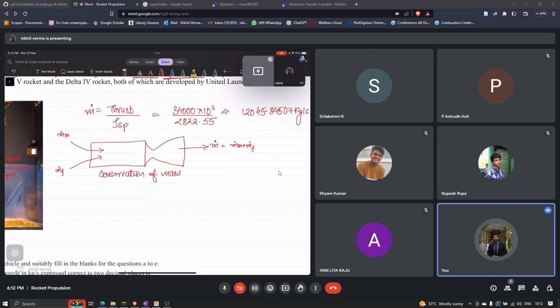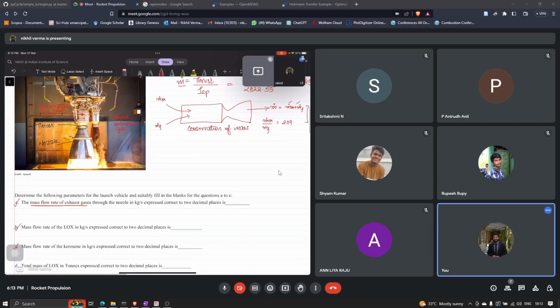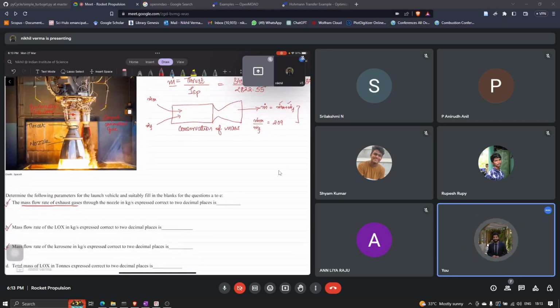So now this term is known. We also know the mixture ratio, that is the mass of the oxidizer by the mass of the fuel, which is 2.09. So you have two equations and two unknowns, so you can try to solve for the mass of the oxidizer and the mass of the fuel. Okay, try to do it. We will discuss this. I think it is straightforward.